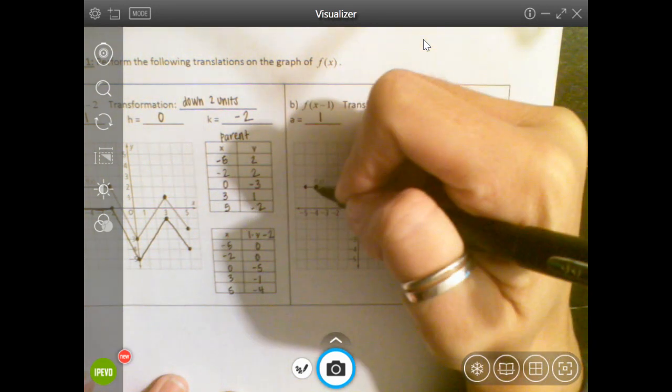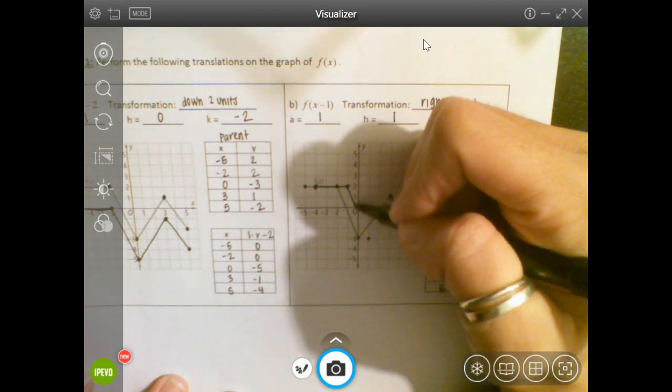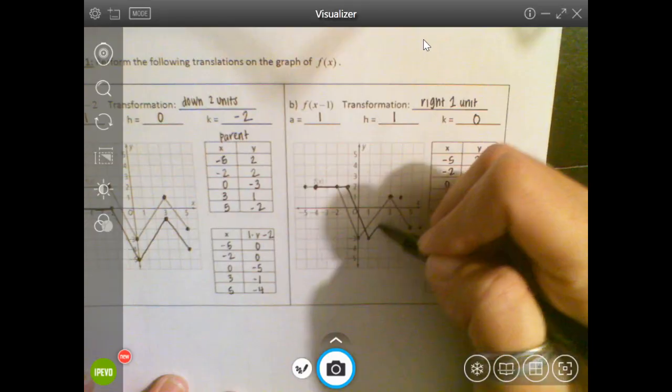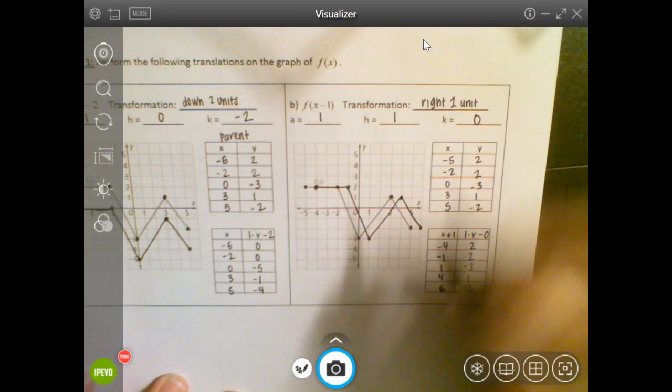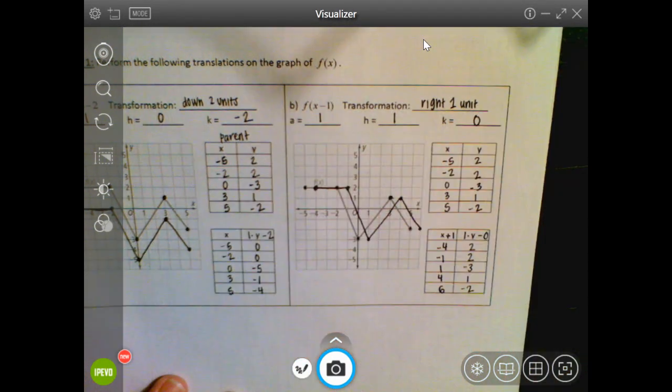So when we connect these, again, going from the left to the right, we should notice that the graph again looks pretty similar, except now we've pretty much just moved all of the points to the right 1 unit, which again, we knew was going to happen up here just from looking at the function.